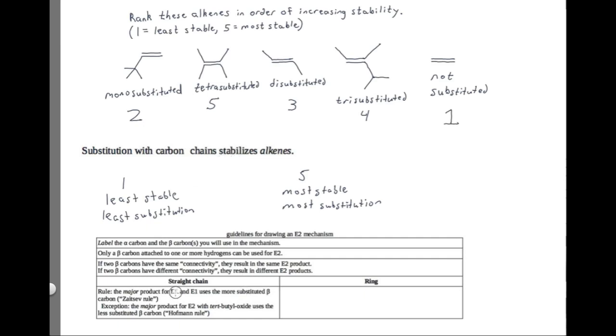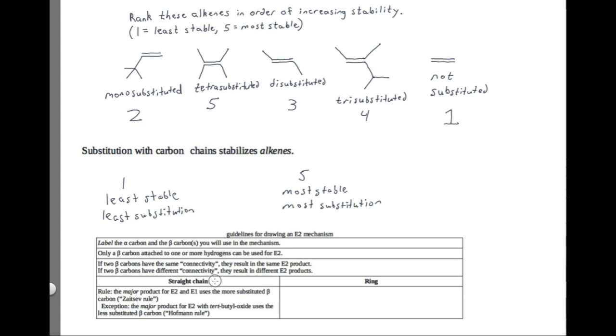When you're doing an E2 reaction, we prefer to use the more substituted beta carbon because that will produce the more substituted alkene. And when we're doing E2, it's less preferred to use a less substituted beta carbon because that would produce a less substituted alkene. So the idea that substitution with carbon chains stabilizes alkenes is the justification for the Zaitsev rule. That's how this idea is relevant to E2 mechanisms.